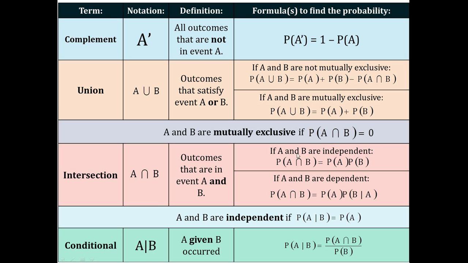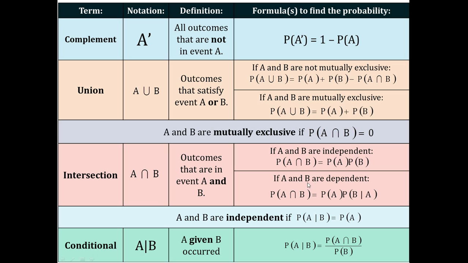So if you're working on a problem where the 2 events are independent, they don't affect one another, then finding the probability of their intersection means multiplying the 2 probabilities. So I want to find the probability I get a heads on the first flip and a heads on the second flip. I would just do 0.5 times 0.5. Multiply the 2 individual probabilities.